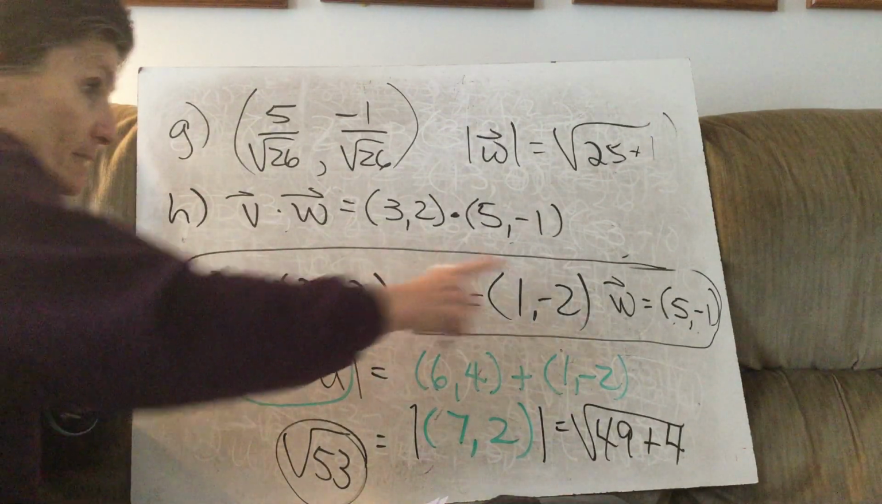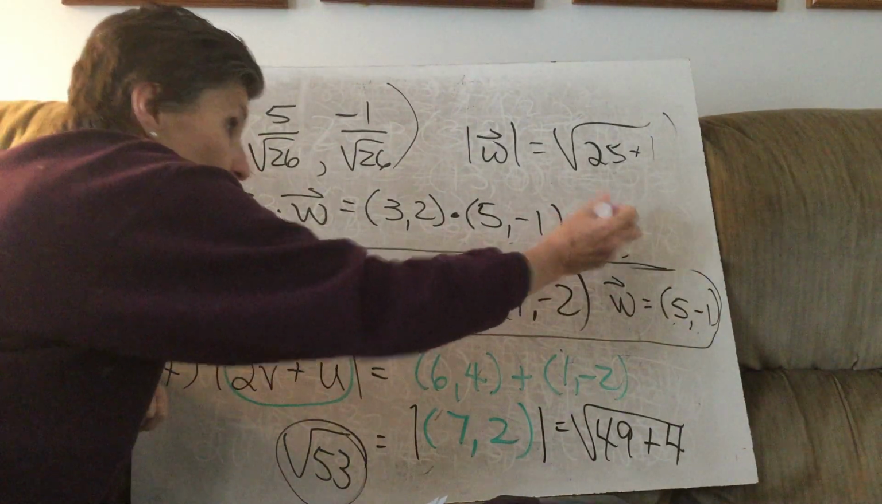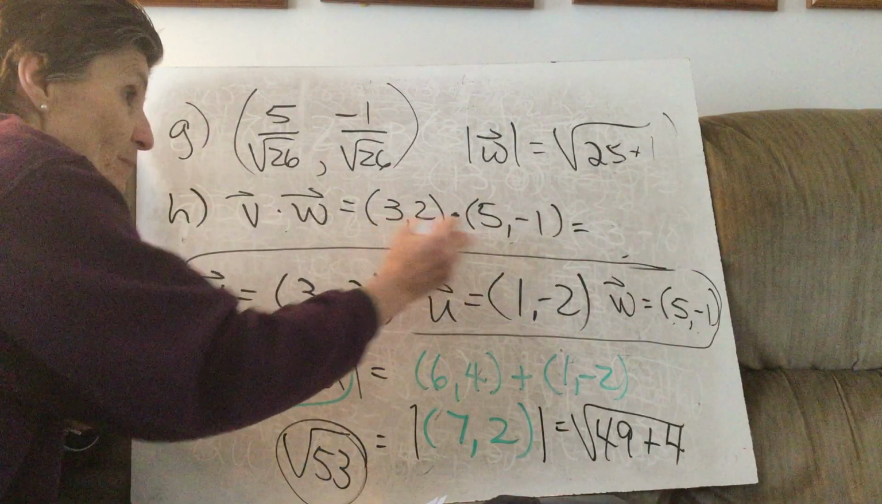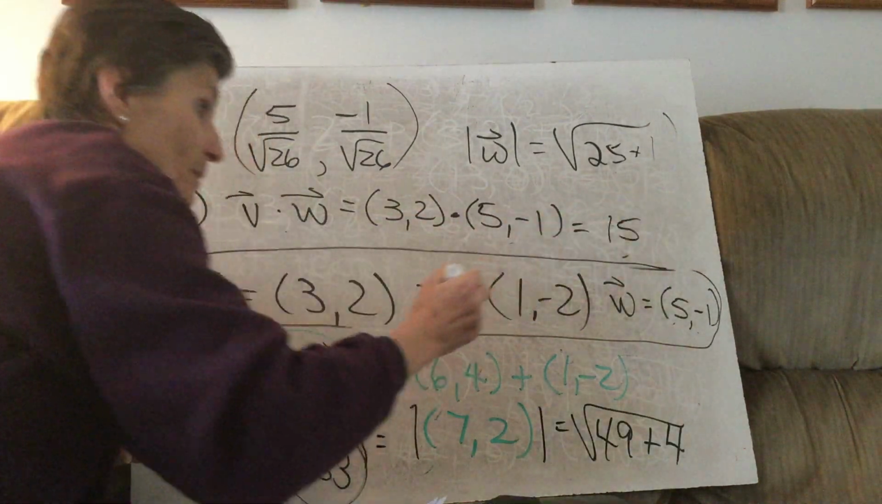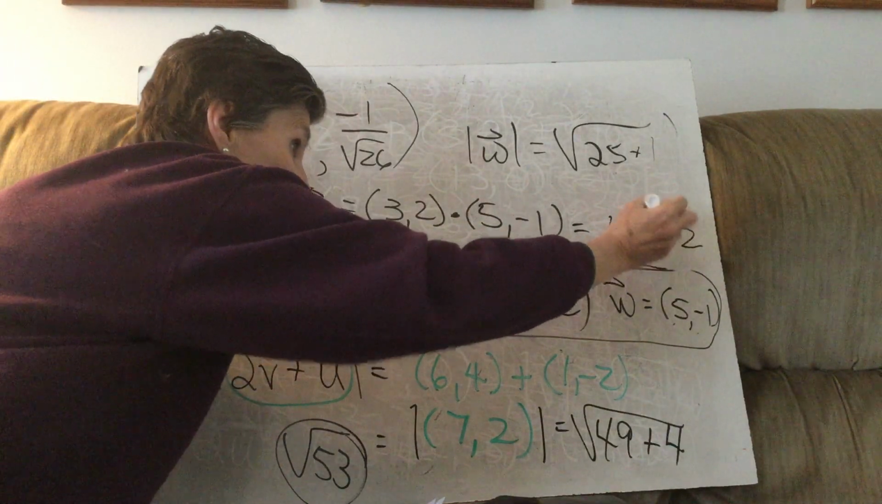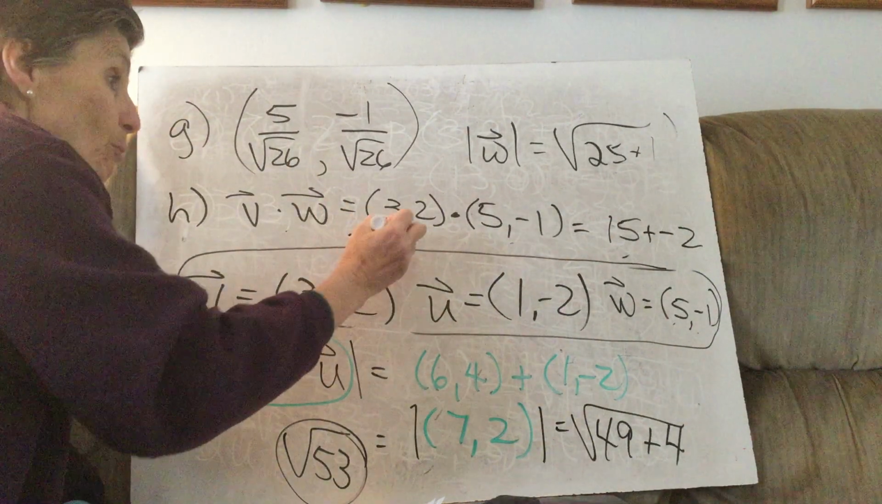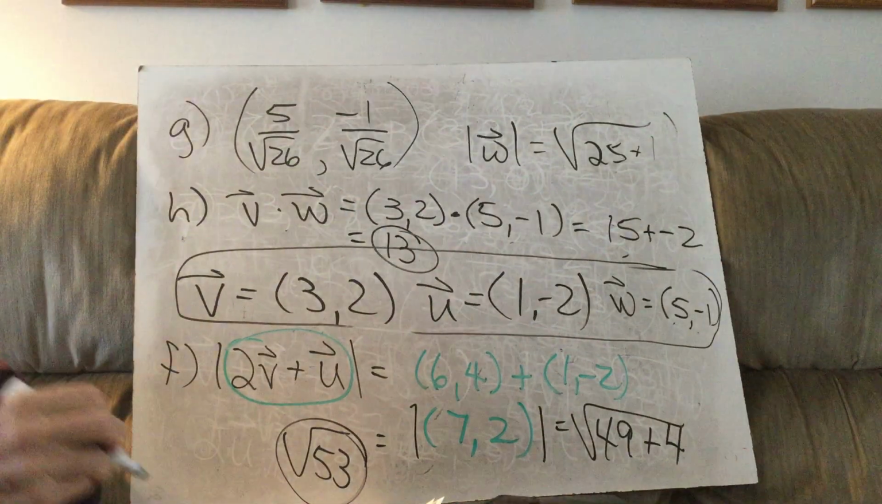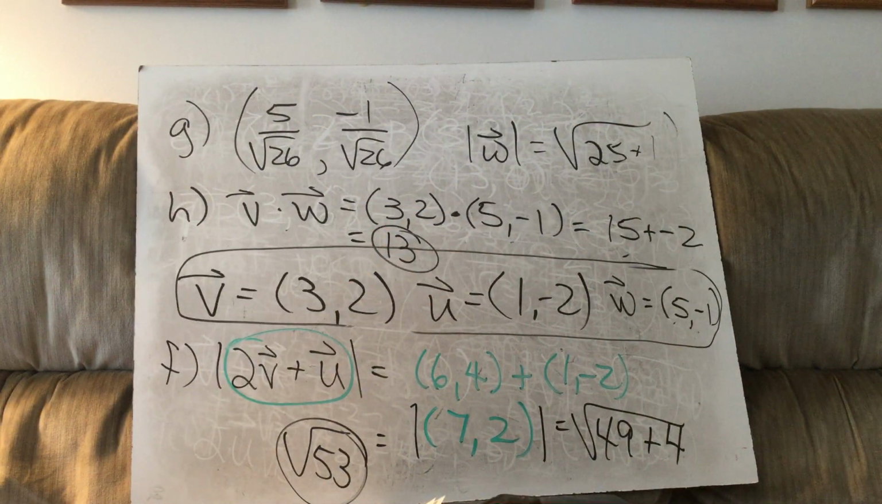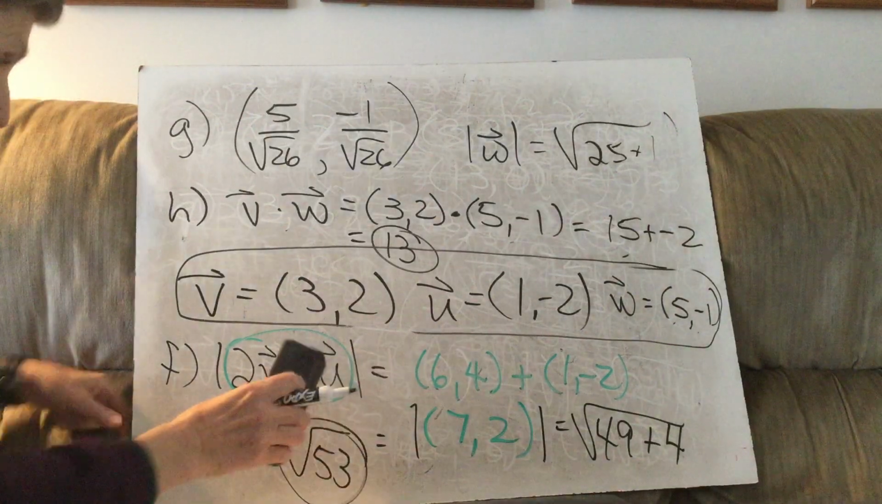V dotted with W. Okay, so when we do a dot product, we take X times X. So that's 15. We take Y times Y. That's -2. And we add them together. So the dot product is 13. X times X, Y times Y, add them up. That's how we do a dot product.